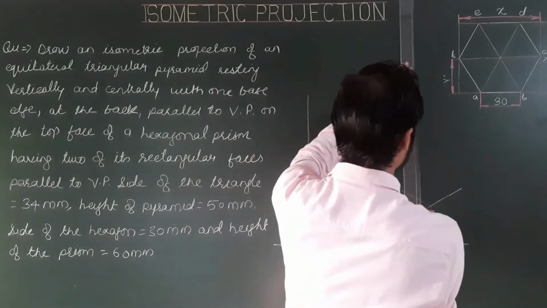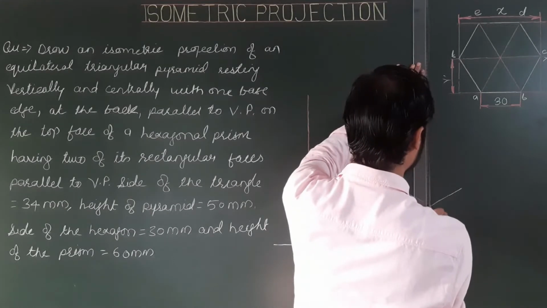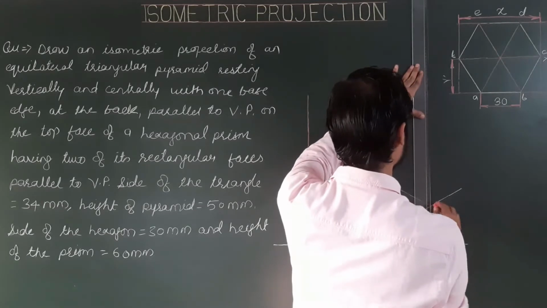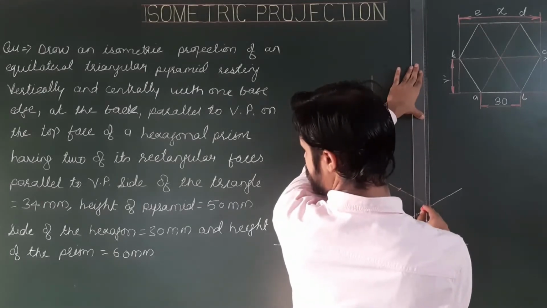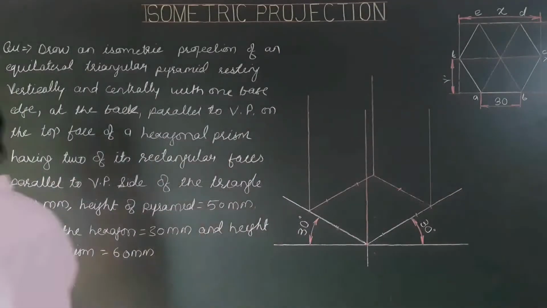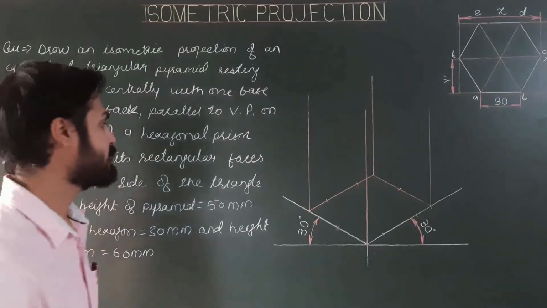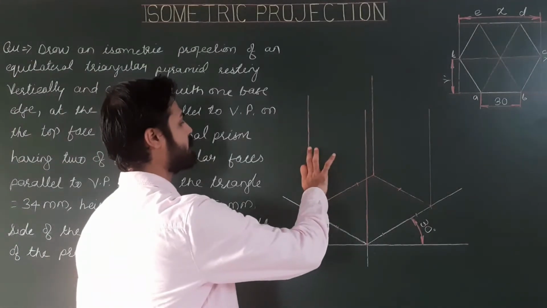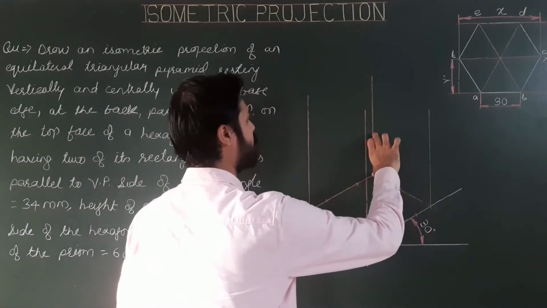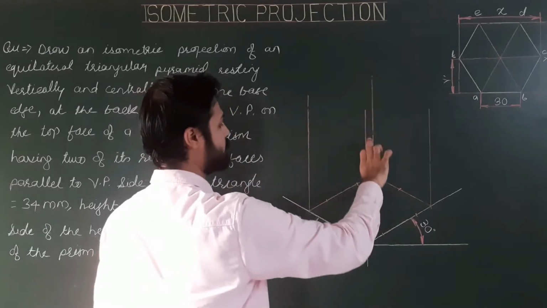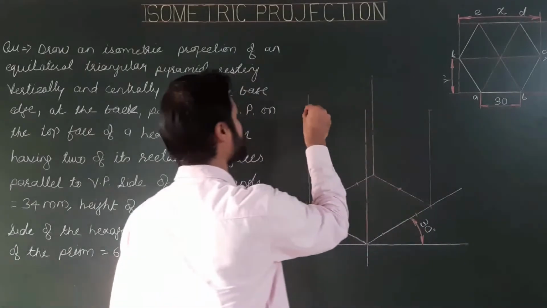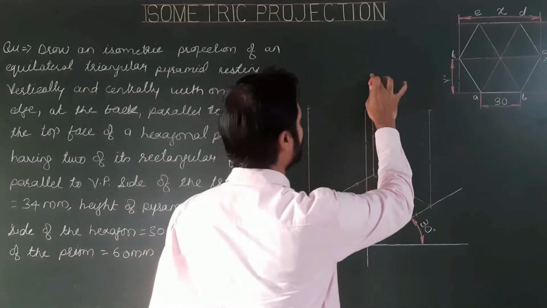And the length or height of the prism is 60. So we have to mark limits of ISO 60 because we are drawing isometric projection. This is ISO 60, ISO 60, and ISO 60. So these are limits of ISO 60.